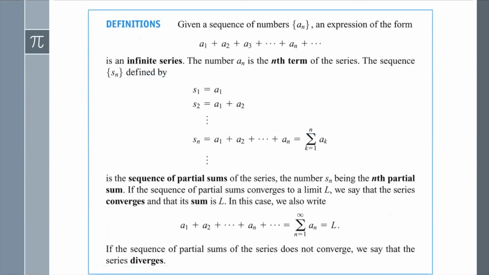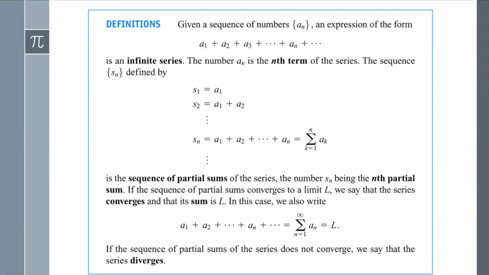All right, so here is the full definition. Bear with me for a moment here. Given a sequence of numbers a sub n, an expression of the form a1 plus a2 plus a3, and so on, plus a sub n, continuing forever, that part is very important, is an infinite series. The number a sub n is the nth term of the series.